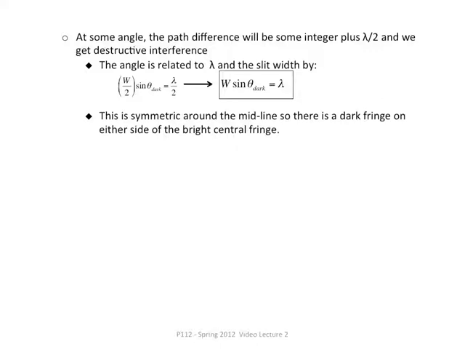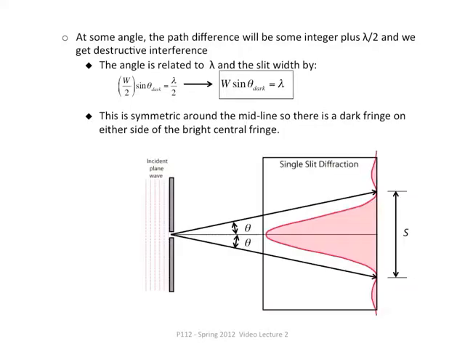This is symmetric around that midline, so if we have theta going up in that diagram or theta going down, it's identical. So there are dark fringes on either side of the bright central fringe. So here's an example of that. Once again we have these waves coming in. As they come through, if they go through straight with theta equals 0, we get our bright central fringe.